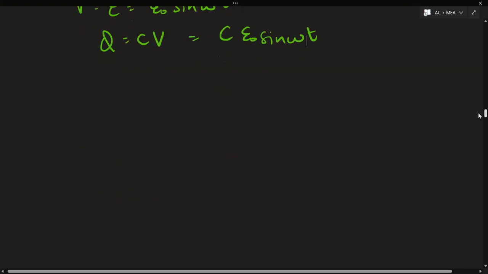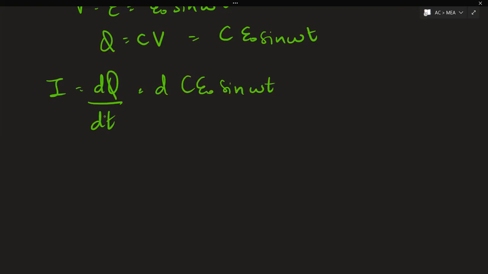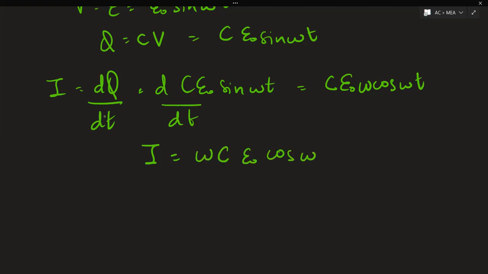Now, if the charge is C E naught sine omega t, what is the current? Current will be dq over dt, and this is d of C E naught sine omega t over dt. Differentiating this, what will you get? C E naught will be there, and this will become cos omega t, and the constant omega will be multiplied. This is what you will get. So I will be equal to omega C E naught cos omega t. This is what you will be left with.